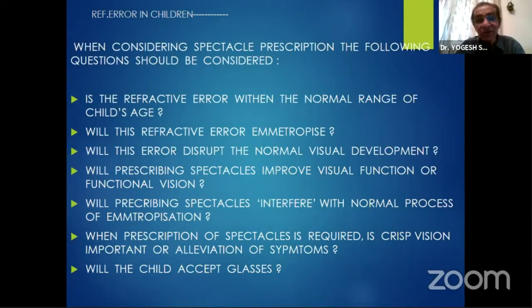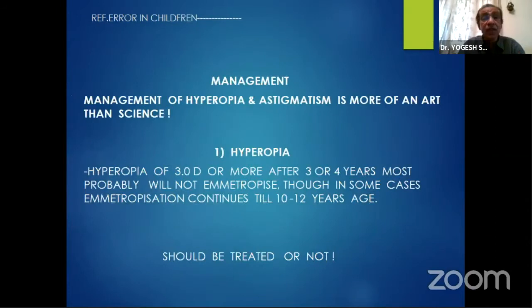You understand my point? Now, when prescription of spectacles is required, is crisp vision more important? This occurs in astigmatism, where the child may not accept an astigmatism of 3 or 4. But this is not always so; you have to always give the full corrective power, because then the child would accept it. Now, will the child accept glasses at an age of 2 or 3 or 4 years? That is another point. Now, management: management of hyperopia and astigmatism is more than an art.